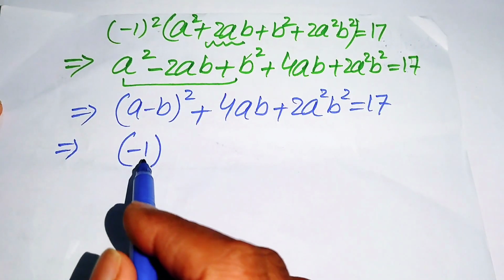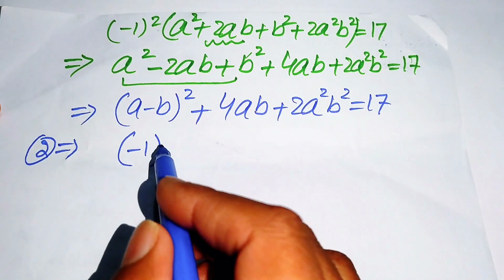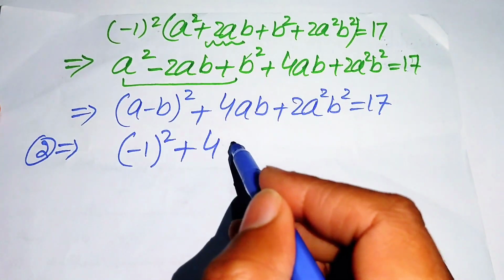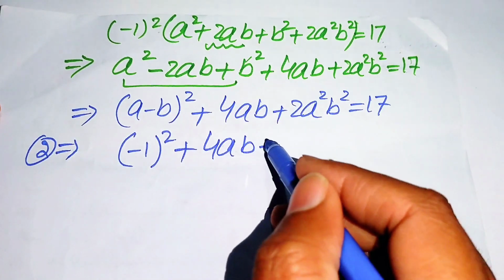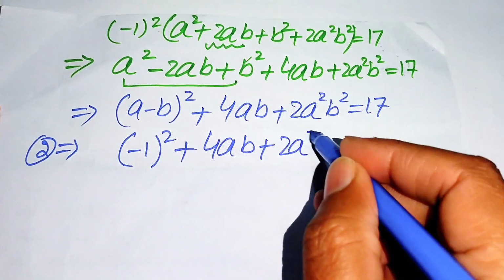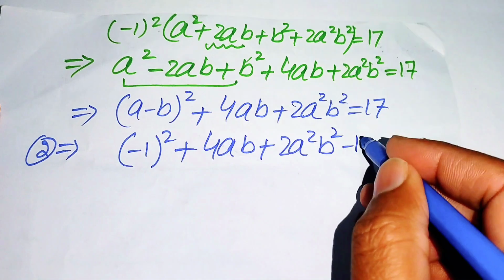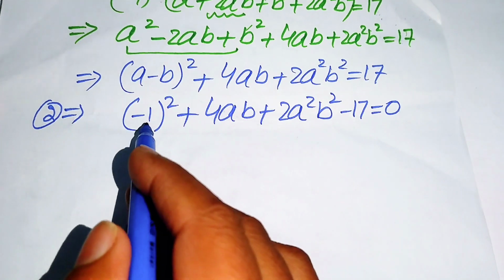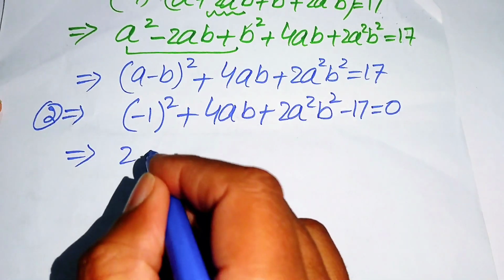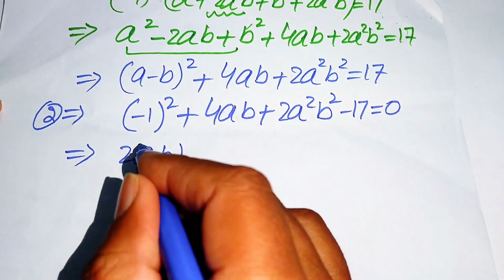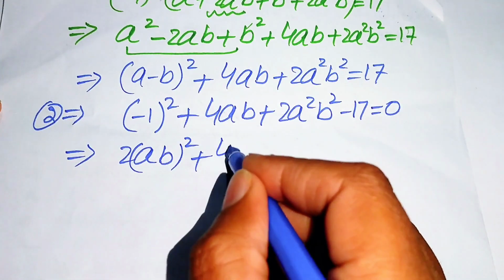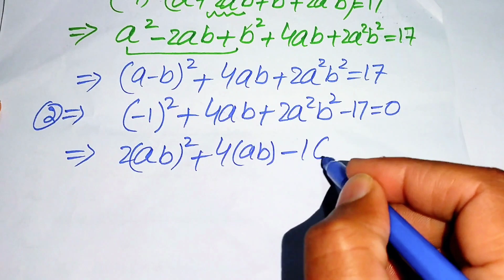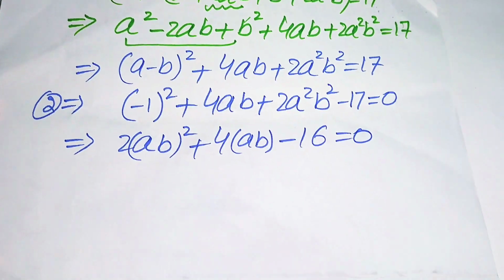We see from equation number 2, here we write equation number 2 implies that the value of a minus b is minus 1, squared, plus 4 times ab and plus 2 times a square b square, and we move the 17 to the left hand side and it becomes minus 17, and this whole equation equals 0. So it becomes plus 1, and now we rearrange this equation and we write it as 2 times (ab) whole square plus 4 times ab, and this plus 1 and minus 17 equals minus 16, and this whole equation equals 0.